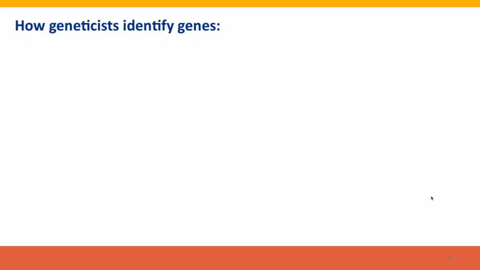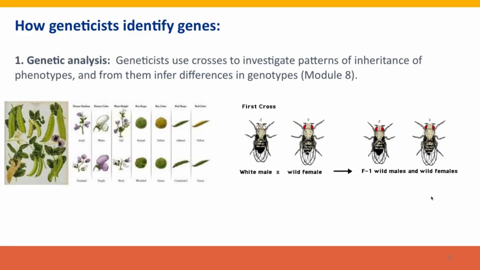Now, this is nothing like how geneticists identify genes. We use ways that seem more sophisticated to us, but really the cell is much better at it than we are. So geneticists really have two fundamentally different ways of identifying genes.